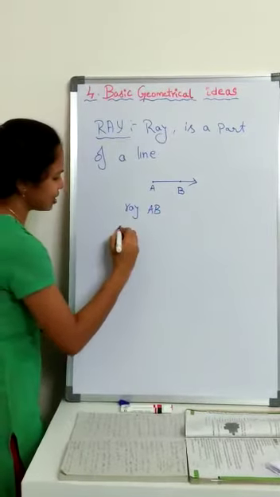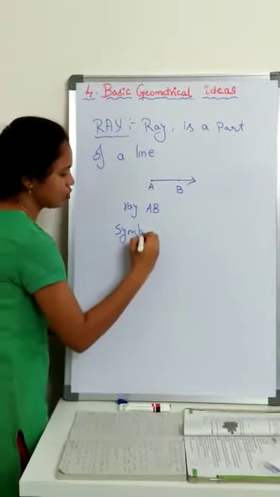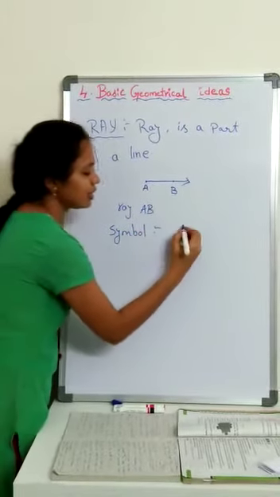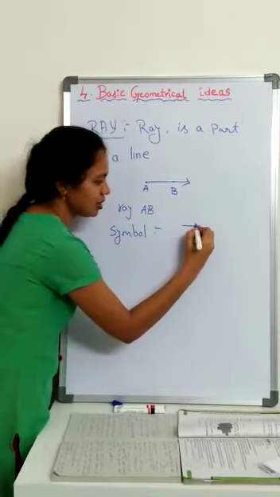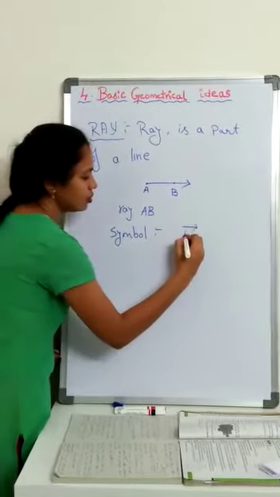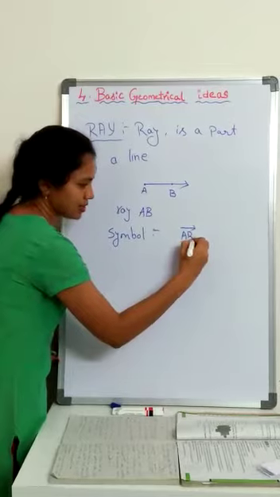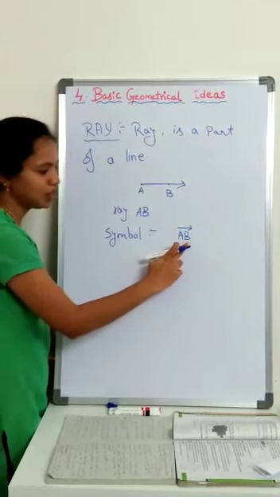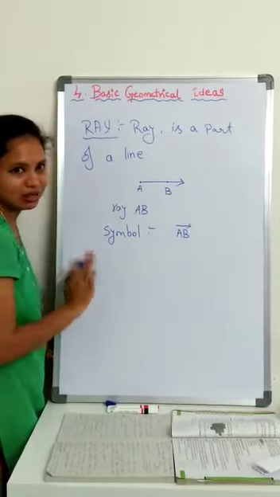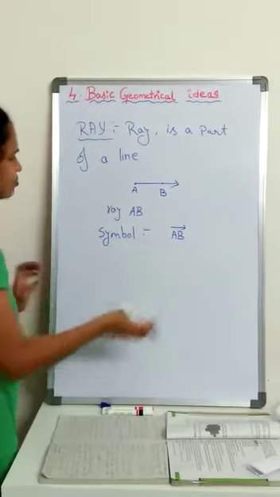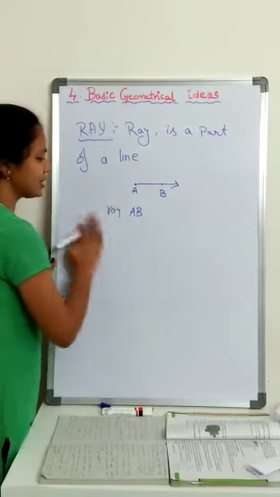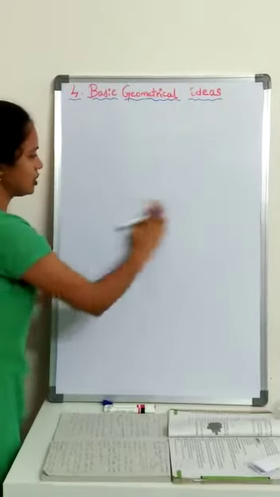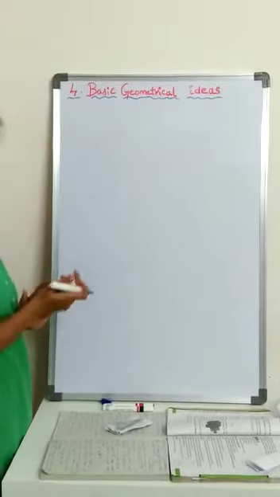Is there any symbol to represent this ray? Yes, there is. The symbol to represent a ray is just an arrow above the points. So here A is going to be the fixed end point and B is a point that is present on the ray. Now let us make a comparison between this ray, line and a line segment. What is the difference between all these three? We'll just have a quick recap.